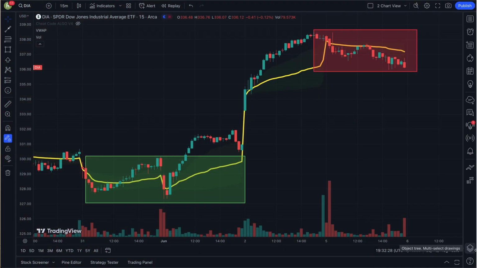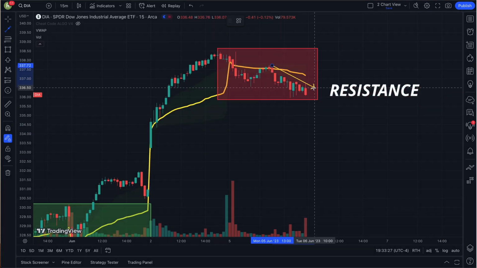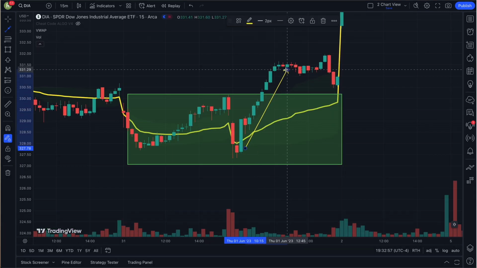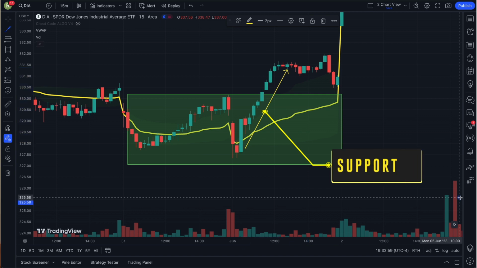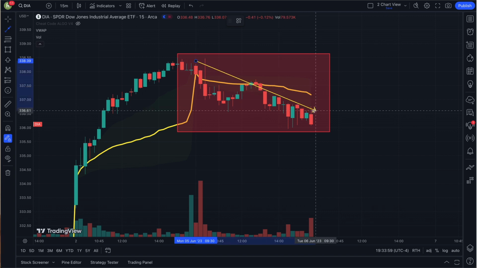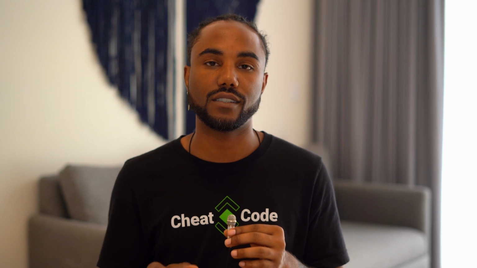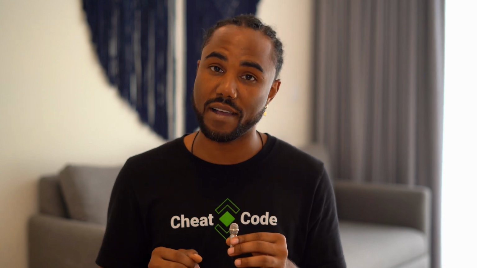Another way to use the VWAP indicator is to look for areas of support and resistance. If the stock consistently bounces off of the VWAP line, this suggests that the VWAP line is acting as a level of support. Conversely, if the stock consistently fails to break above the VWAP line, this suggests that the VWAP line is acting as a resistance level. Identifying areas of support and resistance will help you make better trading decisions, especially where to set your stop loss.